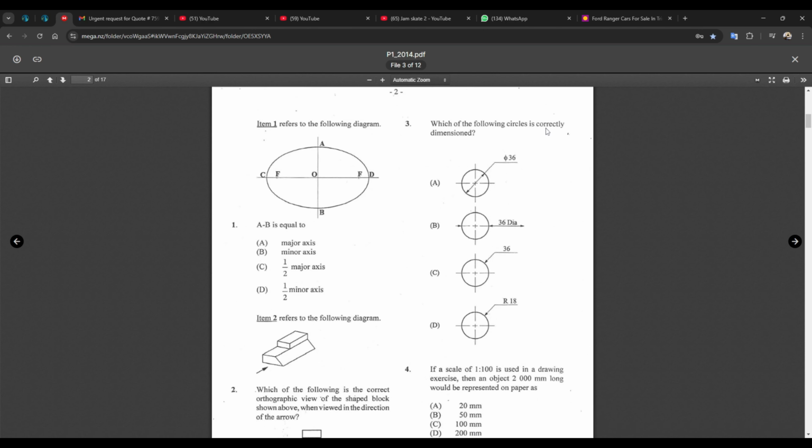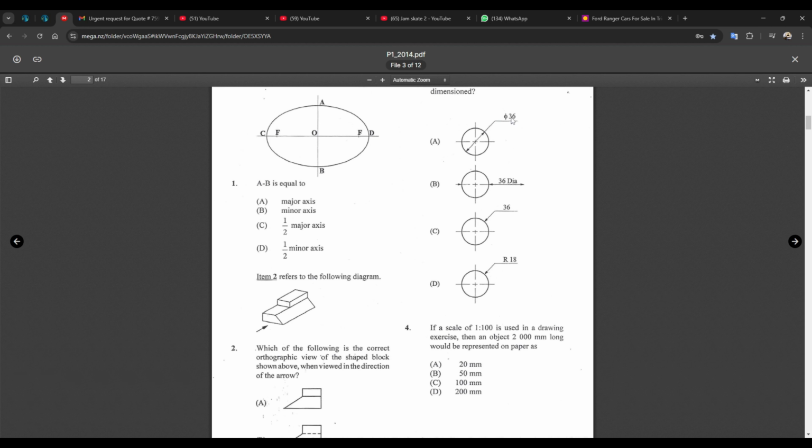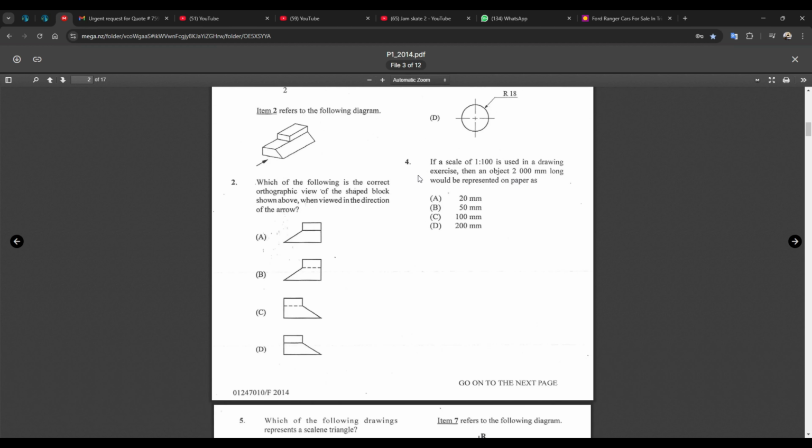Number 3, which of the following circles is correctly dimensioned? So we have this. B is not correct, neither is C, D is not correct. The answer would be A. When you're doing the radius, there's no space between the R and the number. A is correct.